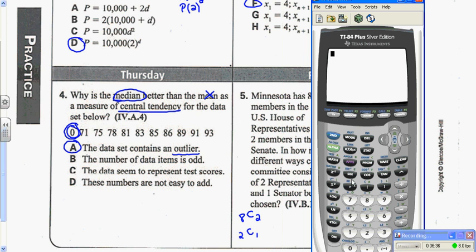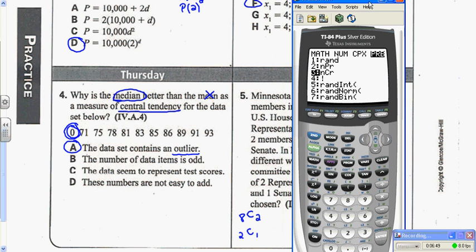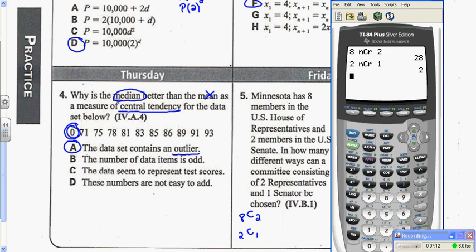and show you, like I mentioned before that you could do, I would go 8 math, arrow over to PRB, which represents probability, and I would want nCr, and then put the 2. So this is 8 choose 2, which is 28. And just to make sure you know I'm not lying, 2 nCr 1 is 2. So we have 28 and 2.